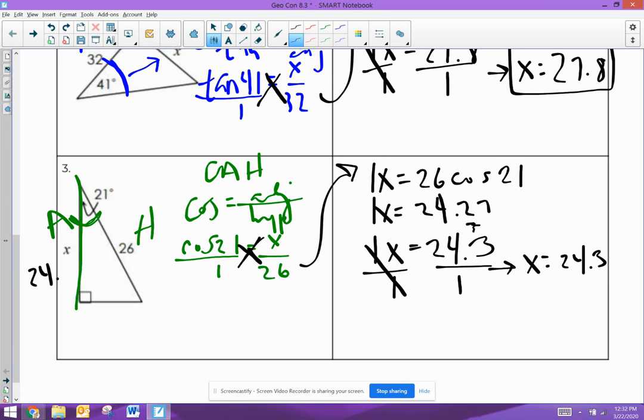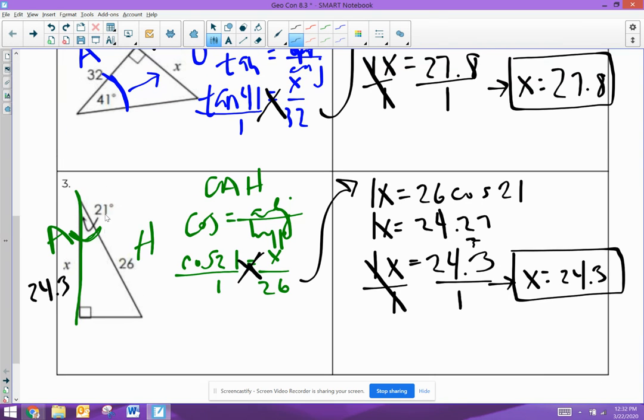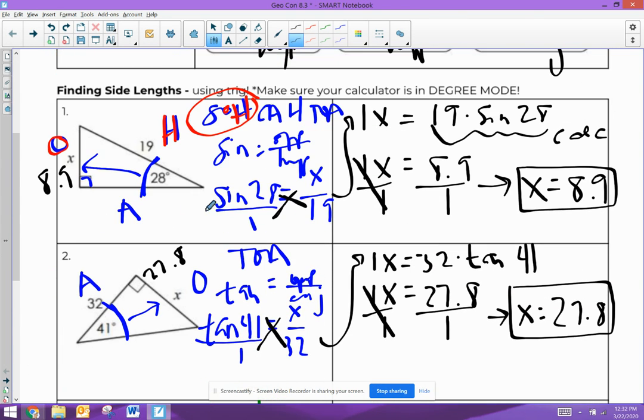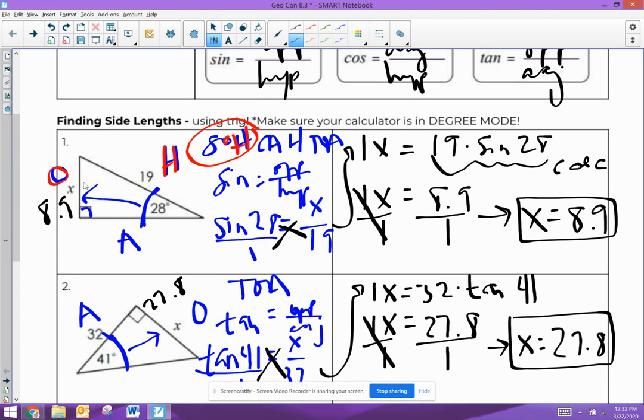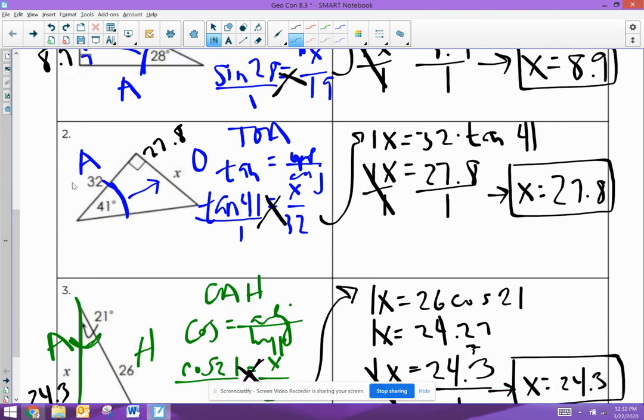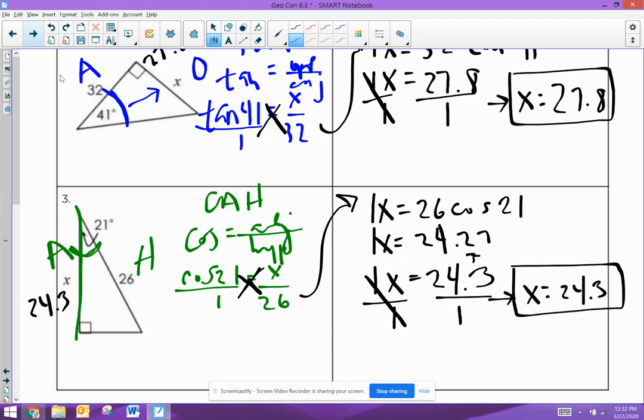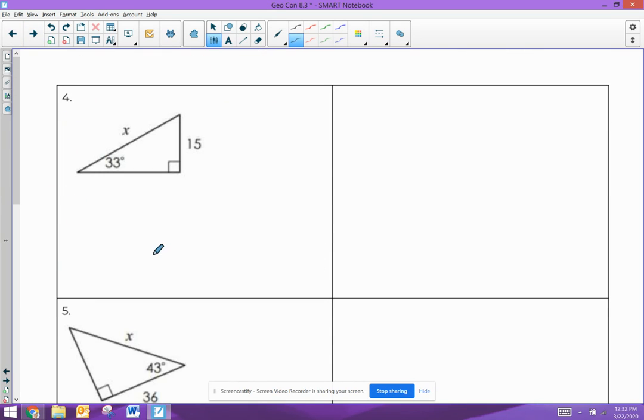Let's see if that's logical. Yeah, it almost looks like it's pretty close to the length of the hypotenuse. So we'll box it up. Call it a day. Just kidding. So those are the first 3. All right. So maybe you can predict what the next 3 will be like. Same idea, looks similar, wonder what's different.